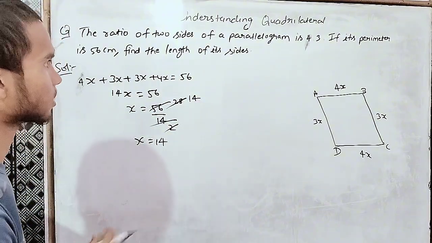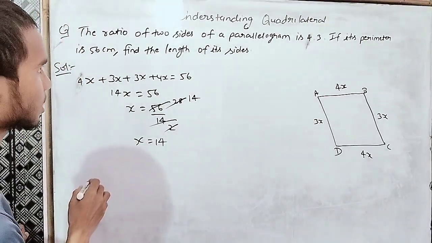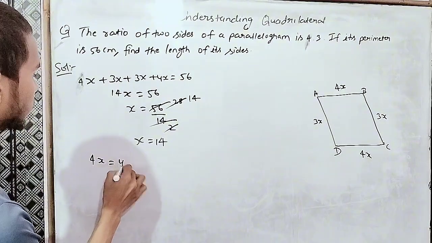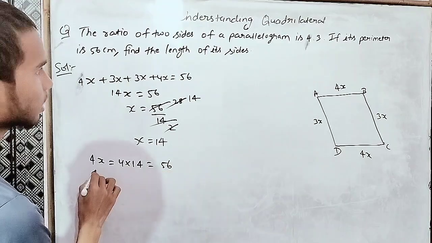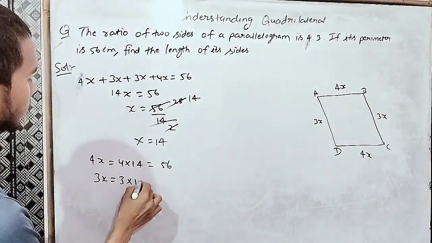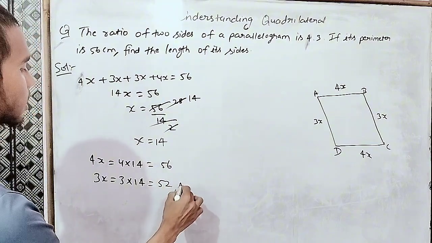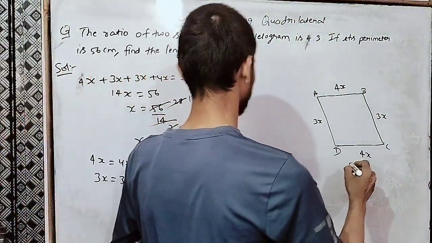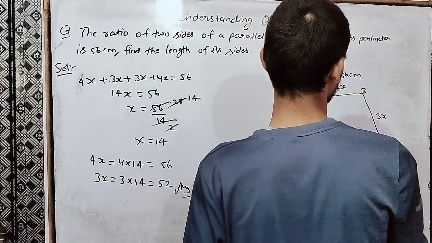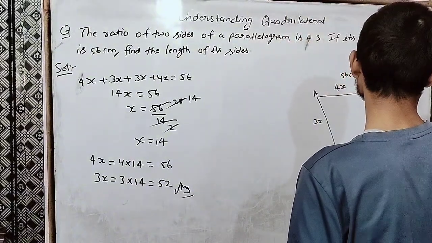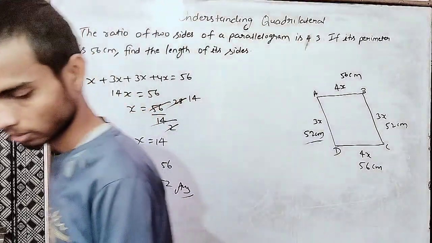So this is not the exact answer. This is not a straight answer. So 4x would be 4 multiplied by 14, and 3x would be 3 multiplied by 14. This is the exact answer. So you can say this is 56 centimeters, and this is 56 centimeters, and this is 52 centimeters, and this is 52 centimeters. Here we have the answer.